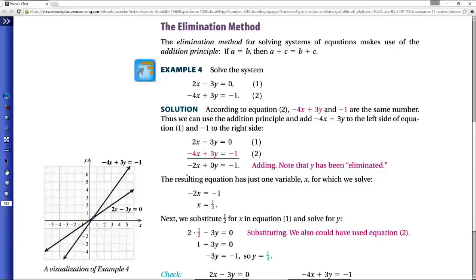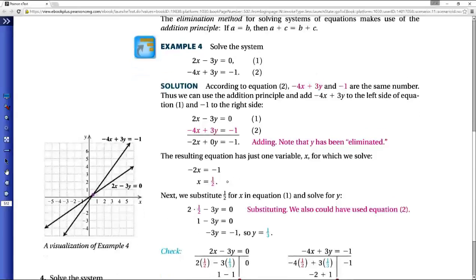And I end up with a situation like this. Notice that when I add these two together, I end up with an equation with one variable, because I end up with 0 times y, which is 0. Well, if I have one equation at the end of this elimination method, now I can solve for that one variable. So I end up solving for x, and I get 1/2. We need to substitute the 1/2 in for x and solve for y.